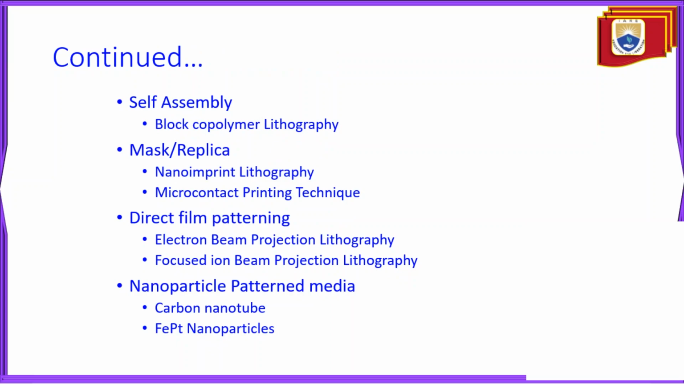So self-assembly is block copolymer lithography, and we can use some mask also. If you have a substrate and you put some mask on that substrate, that is what we call replica molding. That can be done by nano imprint lithography, micro contact printing, and direct film printing, where we can use electron beam projection lithography, focused ion beam projection lithography, and nanoparticle patterned media, that is carbon nanotubes and iron platinum nanoparticles, and block copolymer lithography.